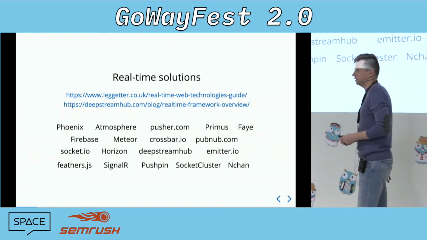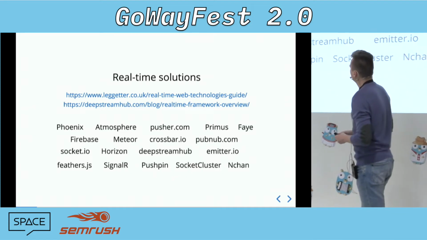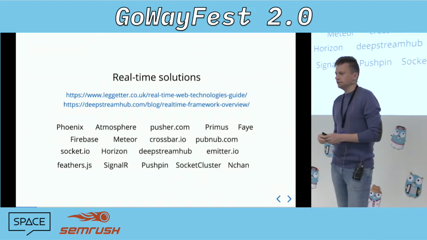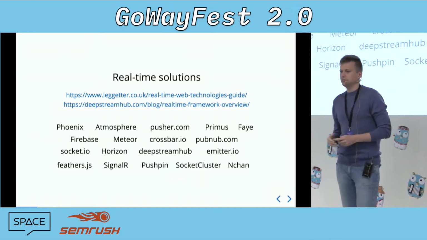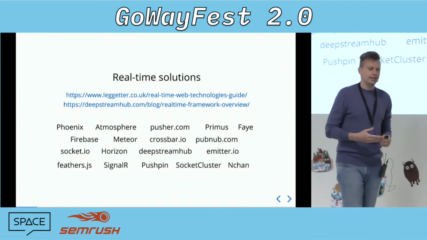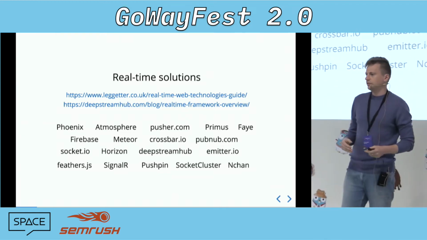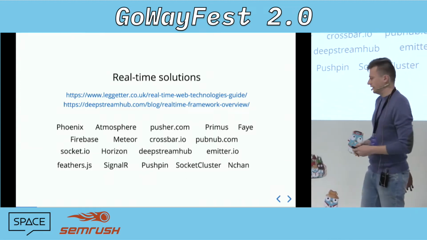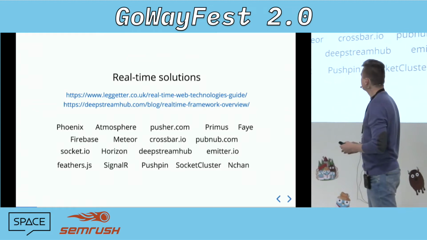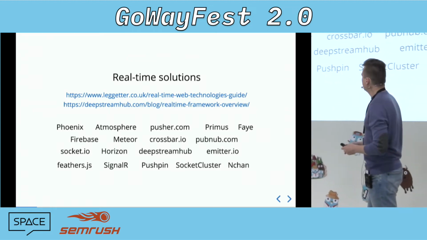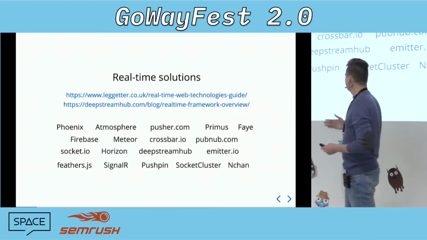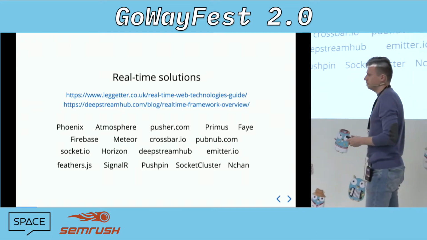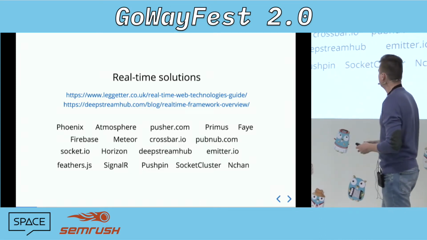Here are some links to Phil Leggetter's blog and the DeepStream Hub blogs. Both links have a nice description of the real-time messaging area, possible modern real-time technologies. So if you start to choose a real-time solution, you can start from there. Here on the slide, you can see only several, only the top of the iceberg in the real-time solution world. There are actually more technologies. This is just some of them.